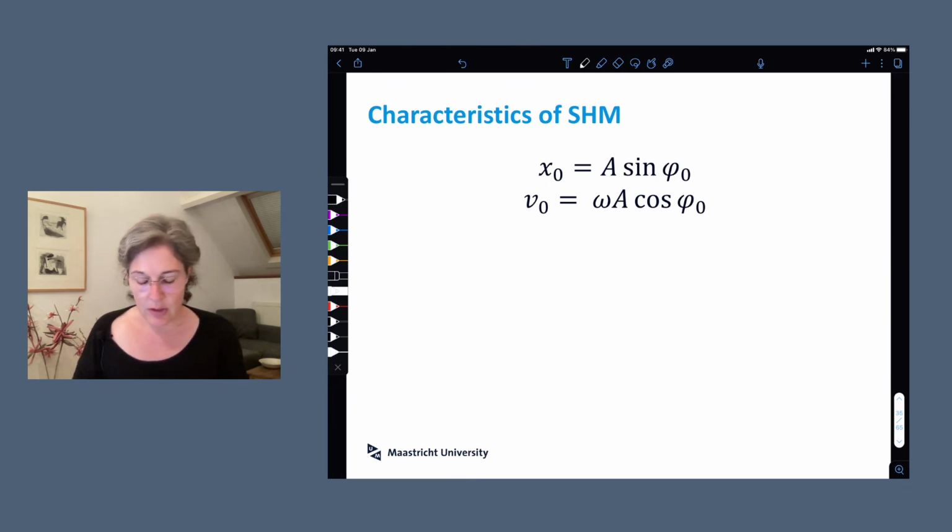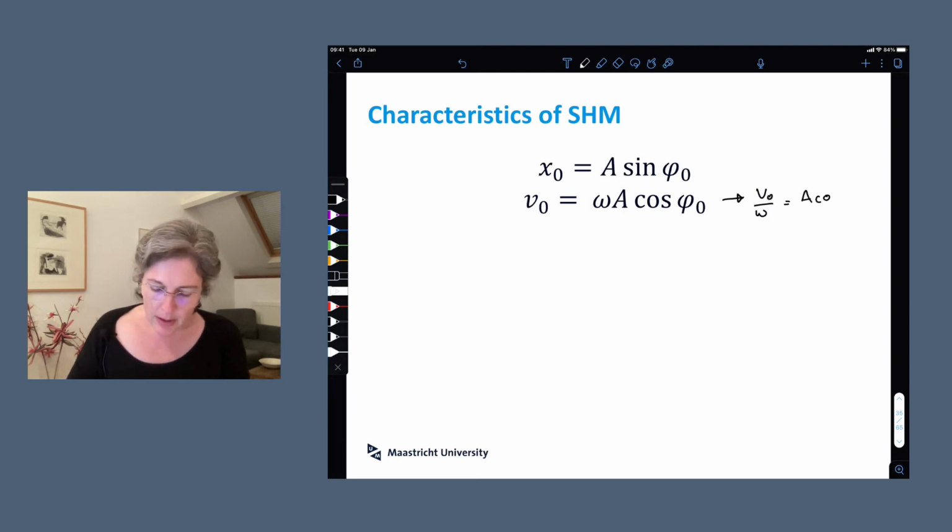Okay, so we're starting off with x naught is A sine phi naught and v naught is omega A cos phi 0. So the first thing that we're going to do is see if we can find out omega in terms of x naught and v naught. So the first thing I'm going to do is divide this equation through by omega. So I get v naught over omega is equal to A cos phi 0. And I'm going to call my first equation 1 and this one equation 2. So equation 2 is the version where I've divided through by omega.